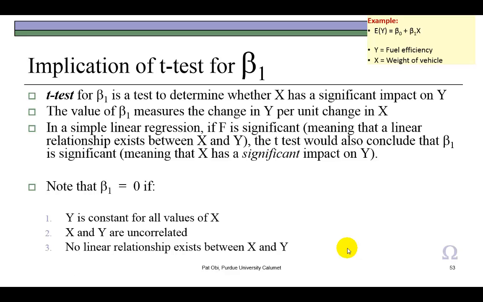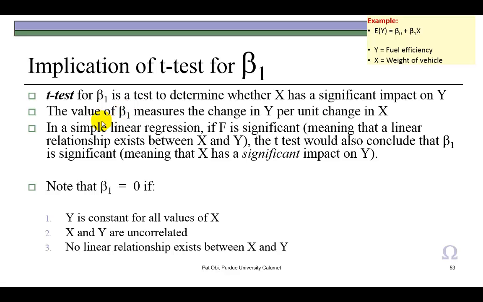So now, here I write a little bit of the implication for the t-test associated with b1. I note in particular that the test for b1 is one that's used to determine whether x has a significant impact on y, in that x does contribute information in the prediction of y. The value of b1 we found in our earlier example measures the change in y per unit change in x. It is the first derivative.